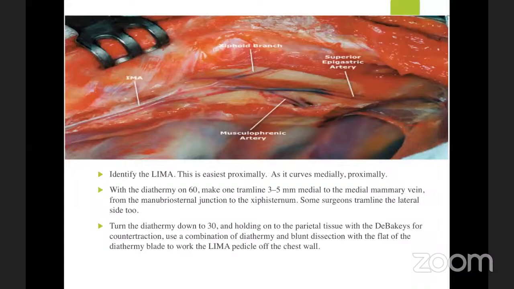Turn the diathermy down to 30 and, holding on the parietal tissue with the deep Kees for countertraction, use a combination of diathermy and blunt dissection with the flat of the diathermy blade to work the LIMA pedicle off the chest wall.